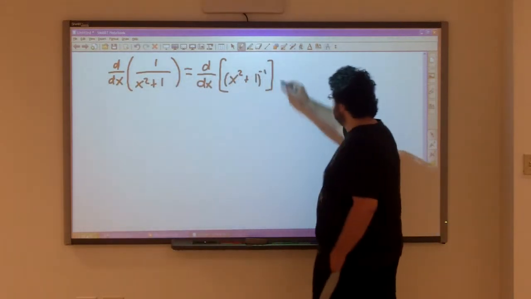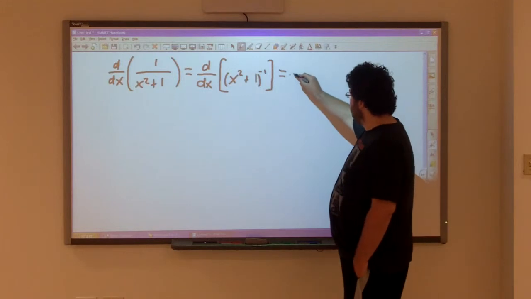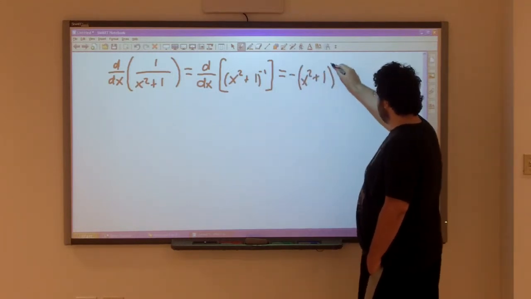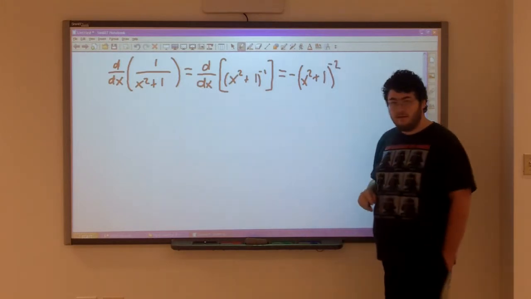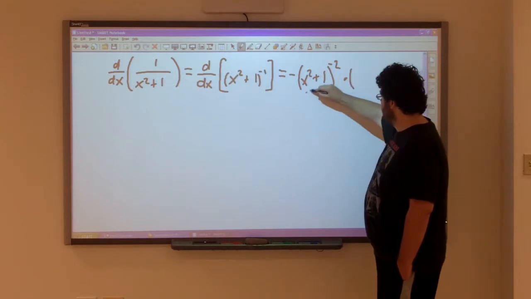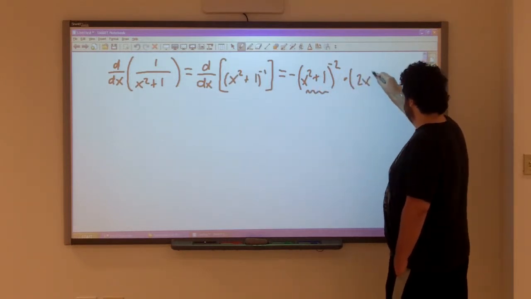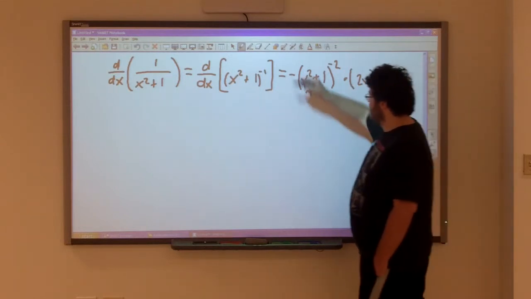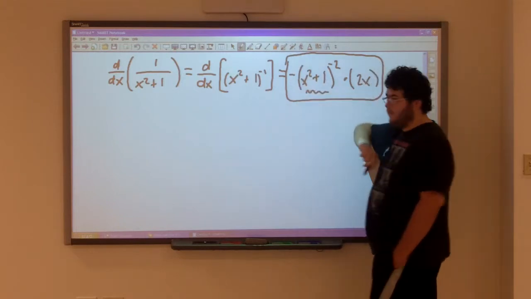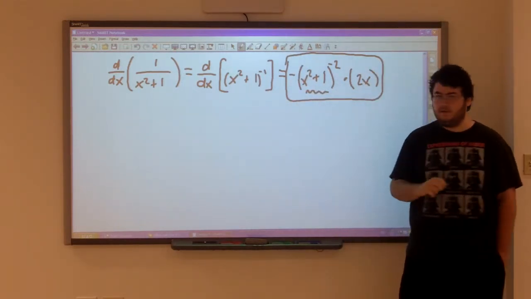So how do we do that? Well, we know the derivative of x to the negative 1 is negative, so leave the inside alone, and then you subtract 1 from the exponent. Okay, but the chain rule says we have to multiply by the derivative of the inside. So we get 2x. And this is, in fact, our derivative. Okay, so again, leave the inside alone, then multiply by the derivative of the inside.